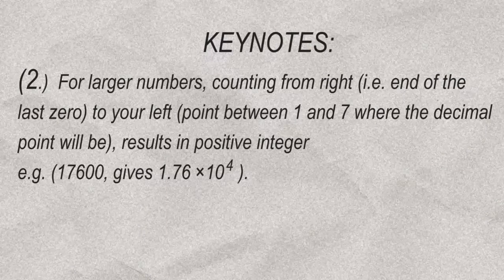Now if I want a significant number that will give me 17.6, all I need to do is count from the 0 on my right hand side to the left hand side. That will give me the first 0, the second 0, and then the third 0 between 7 and 6. That will give me 17.6, and if I count from my right hand side to my left hand side, I have 3 countings. So that will give me 17.6 times 10 raised to power 4.